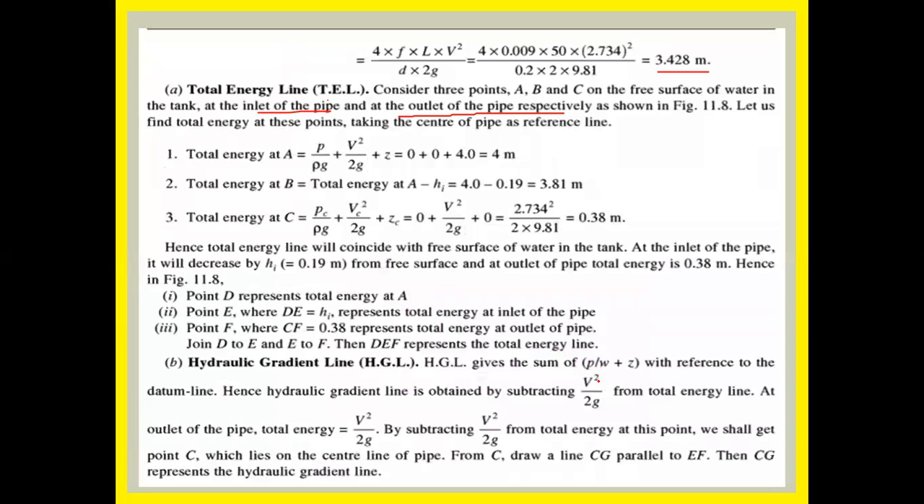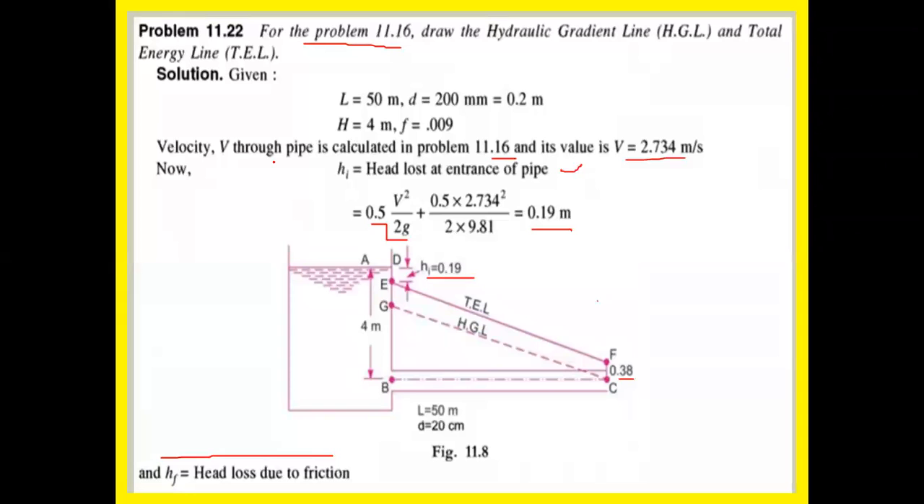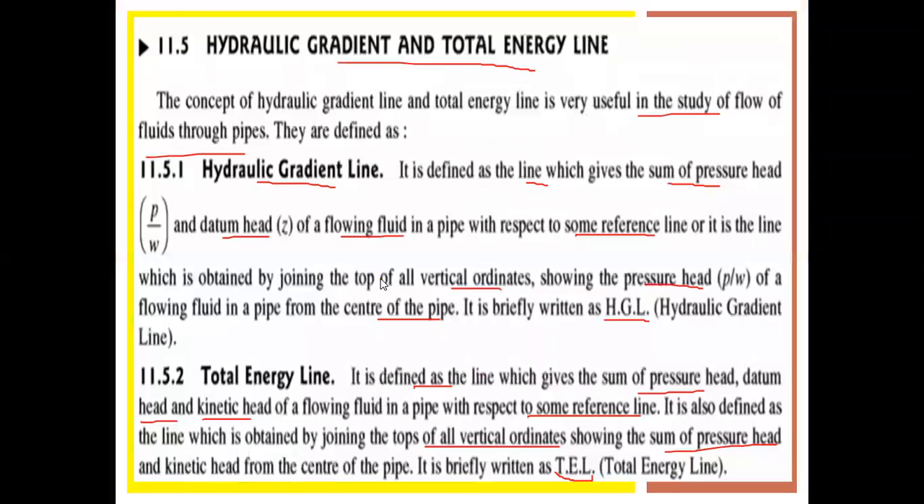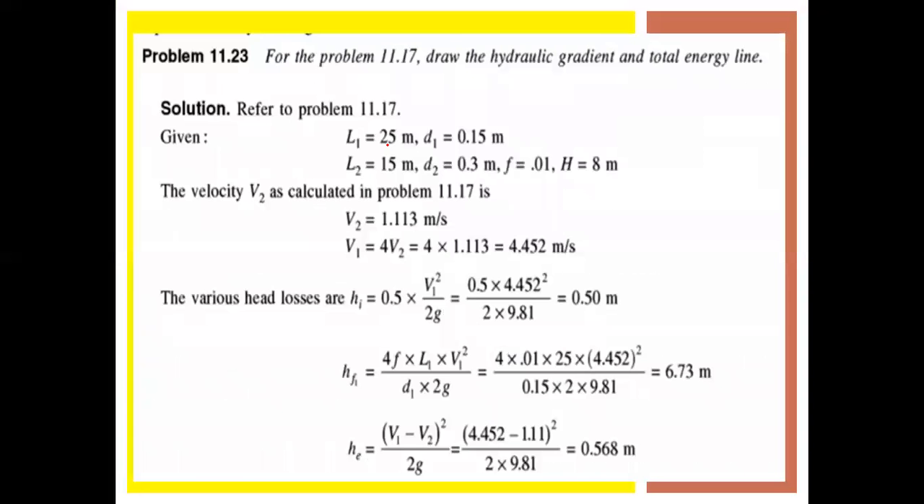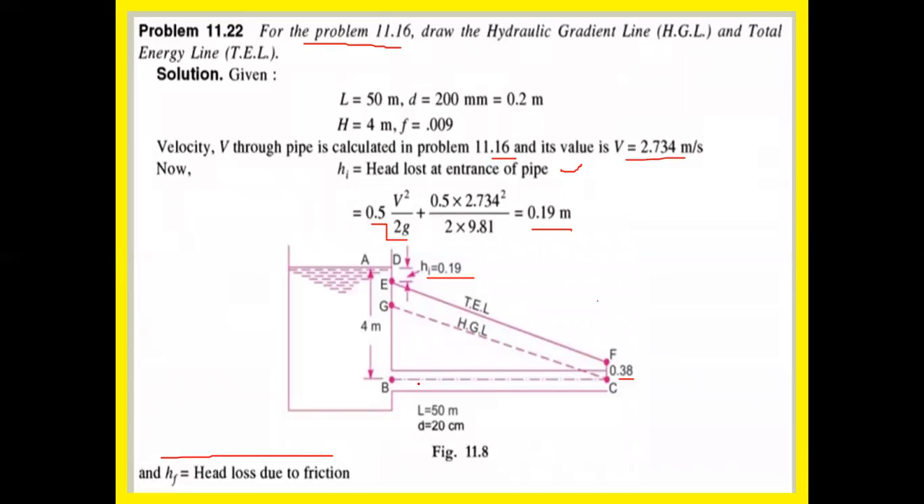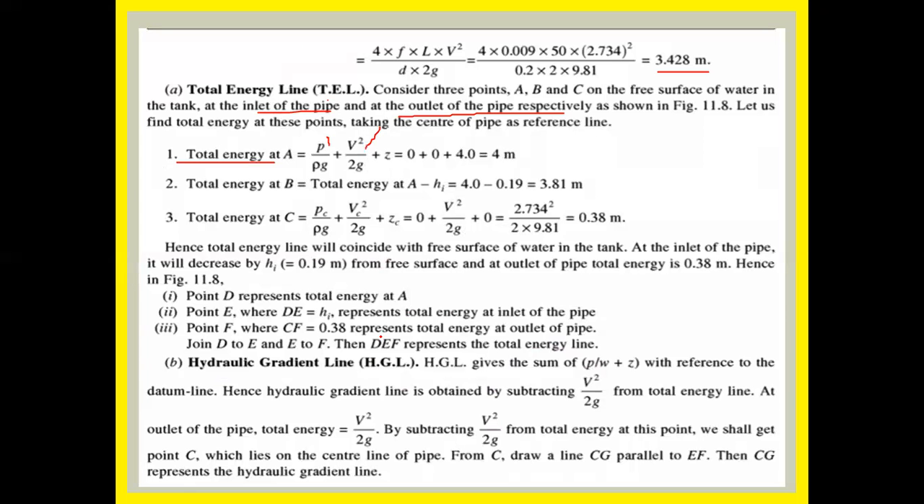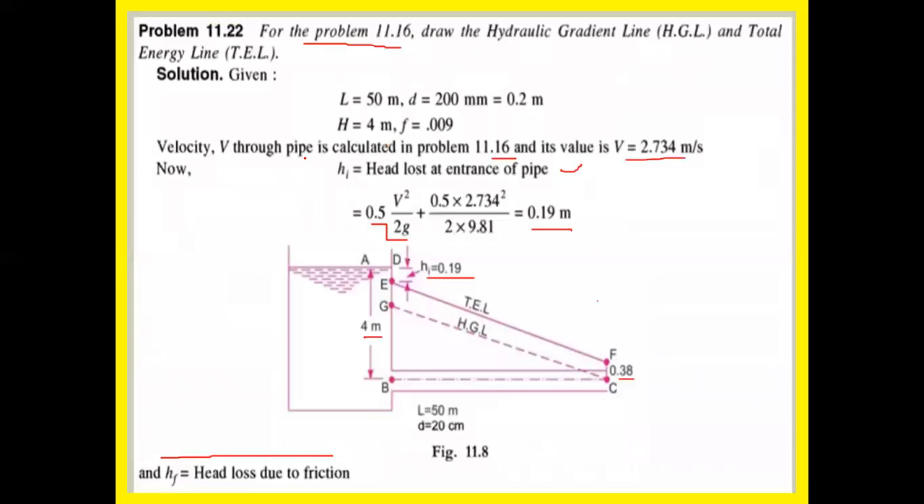Now what is the TEL? The TEL is defined as pressure energy plus datum energy plus kinetic energy. The total energy at A is pressure energy plus kinetic energy plus datum energy, that is P by rho G plus V square by 2G plus Z. Pressure energy is 0, this one is also 0. Then what is Z? In the question they gave us 4, so the Z value is 4 meters, from the datum to the top level. Therefore, the total energy at A is equal to 4.